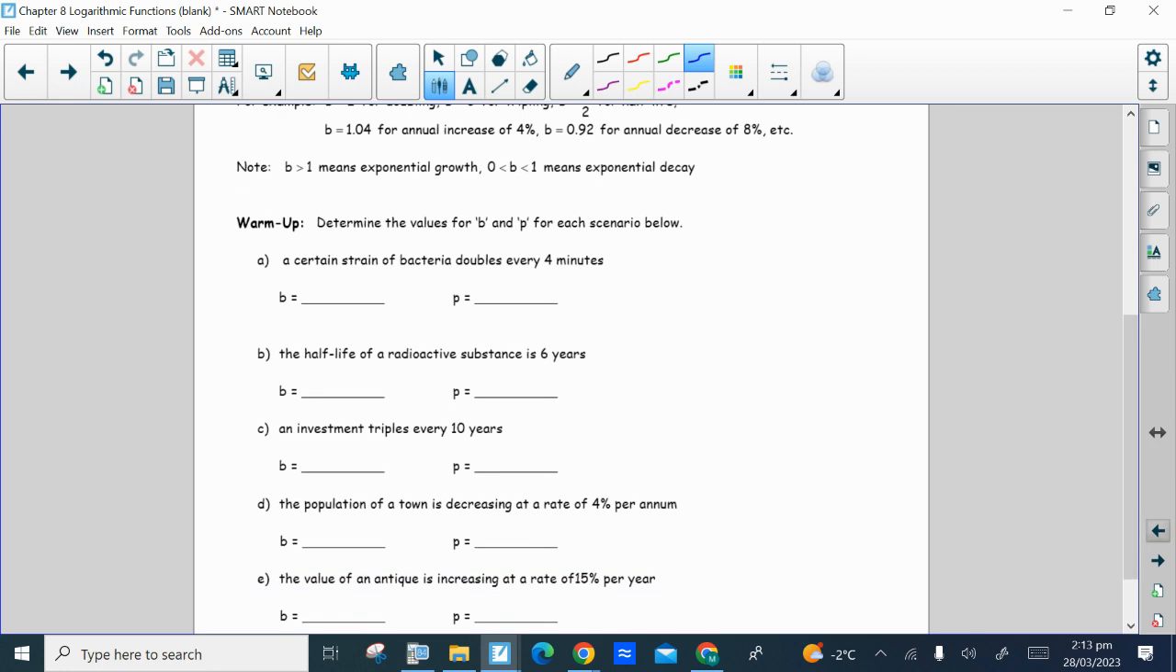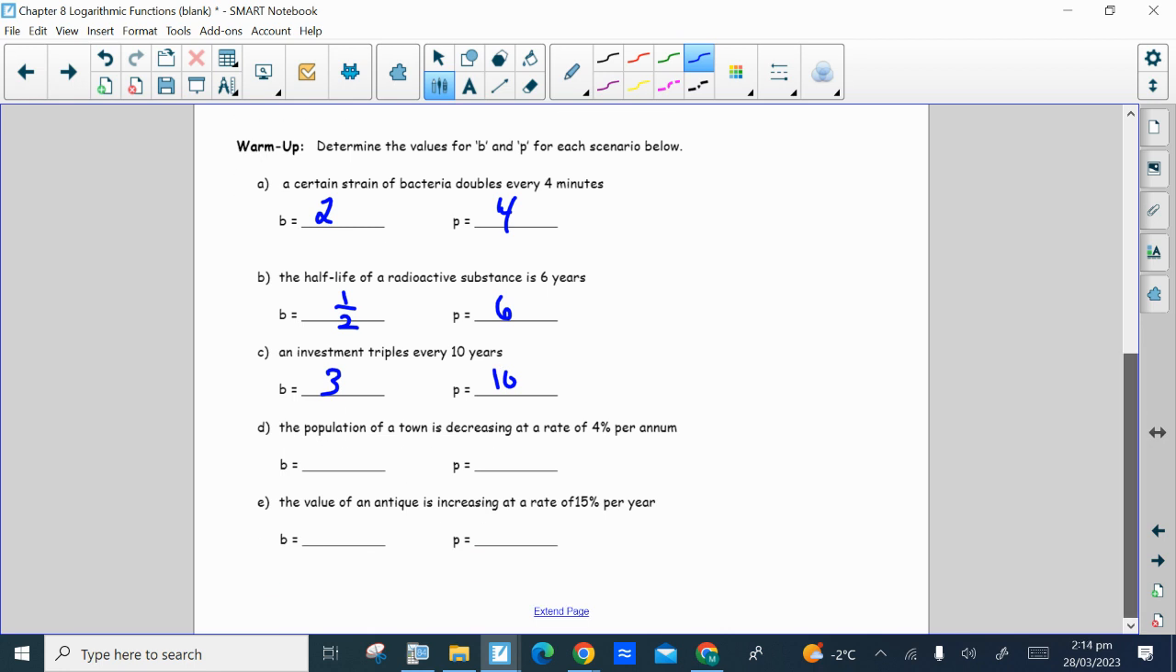So this warm-up says to determine the values of B and P for each scenario. If a certain strain of bacteria doubles every 4 minutes, that means the base is 2 because the number is doubling. And P, the time period for that to happen, or the growth period, is 4 minutes. Part B says if the half-life of a radioactive substance is 6 years, so B, the base, would be half. And there the decay period would be 6 years. If an investment triples every 10 years, then B is 3 because it's tripling. And the growth period there is every 10 years.